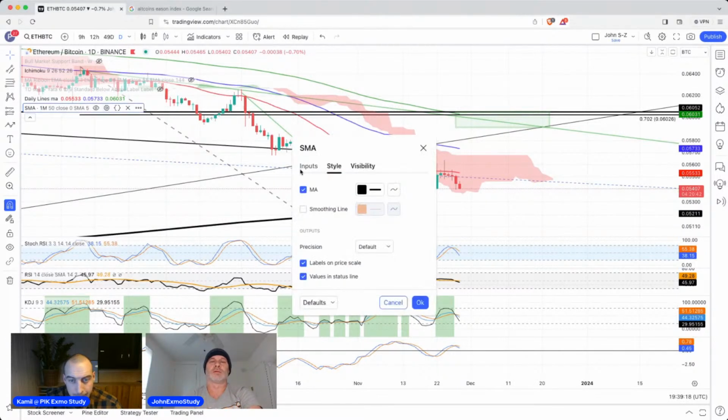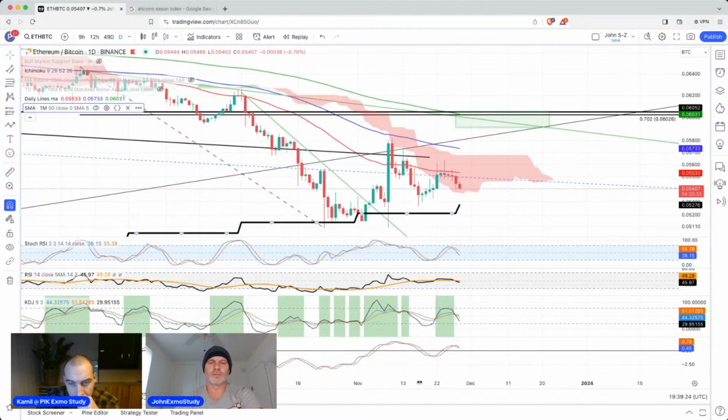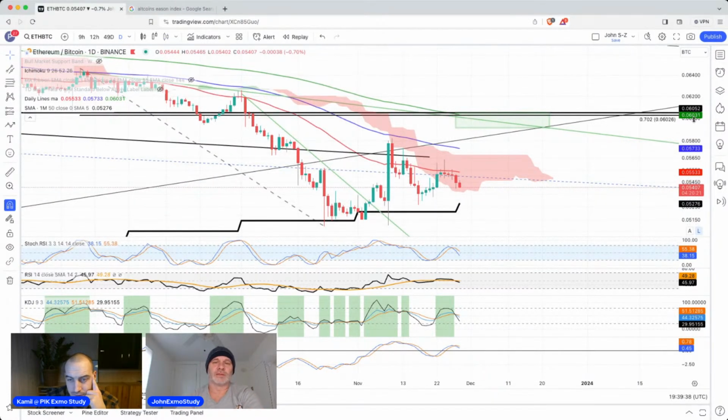Right. So here we are at 0.052. Yeah, right here. See, that's pretty much our saving grace right now, is still staying above that level.